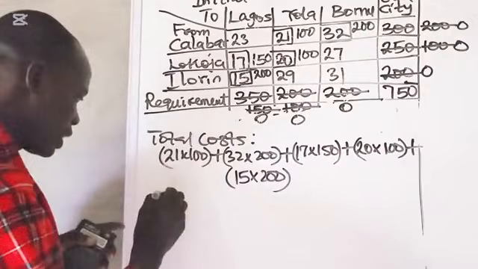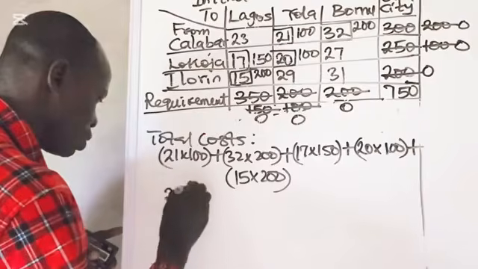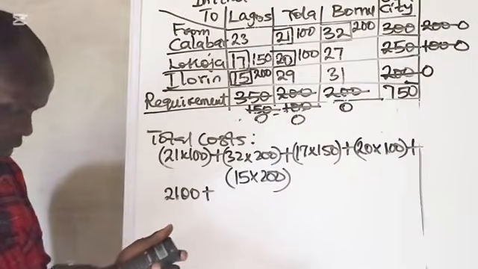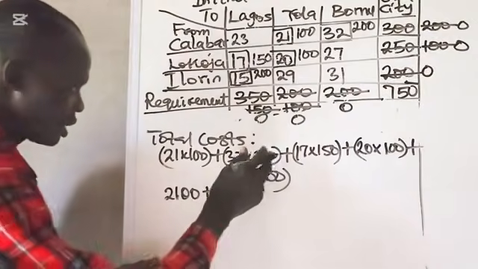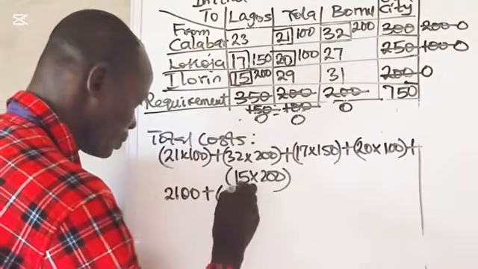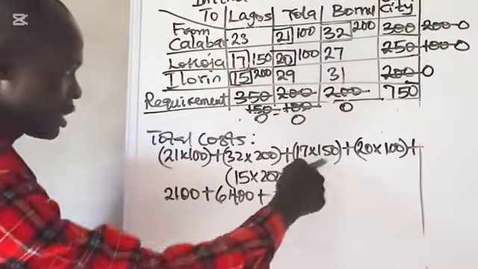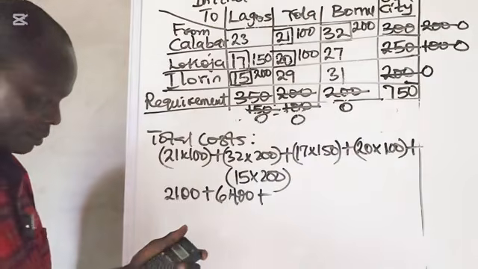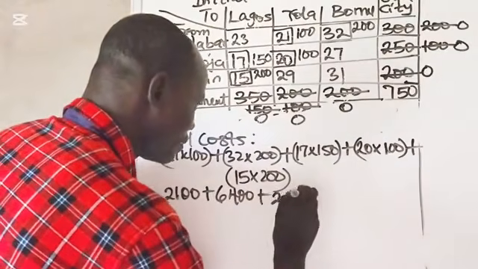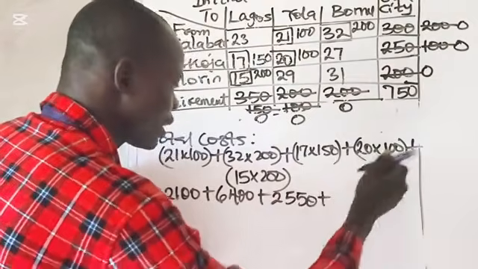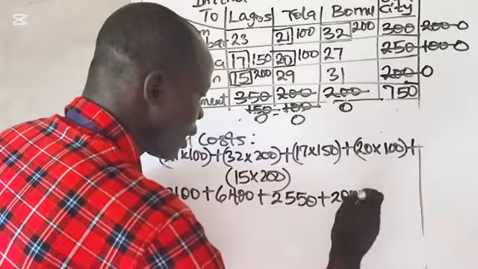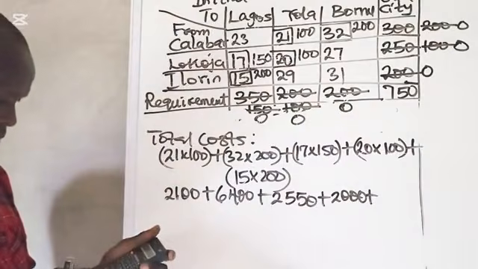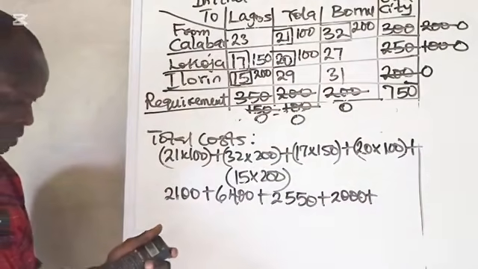21 times 100, that is 2,100, plus 32 times 200, that gives us 6,400, plus 17 times 150, that is 2,550, plus 20 times 100, that is 2,000, plus 15 times 200, that is 3,000.